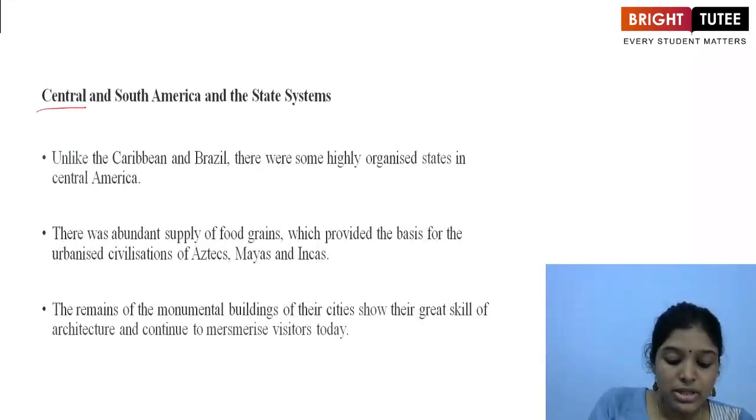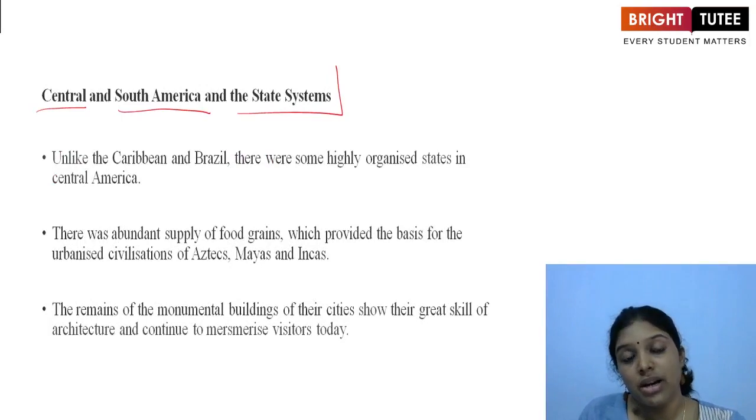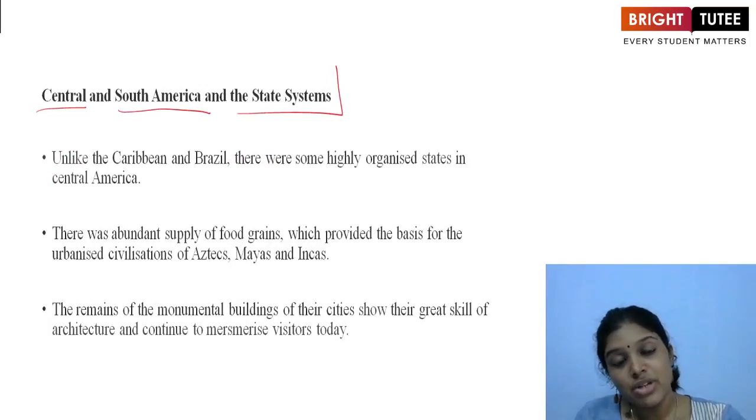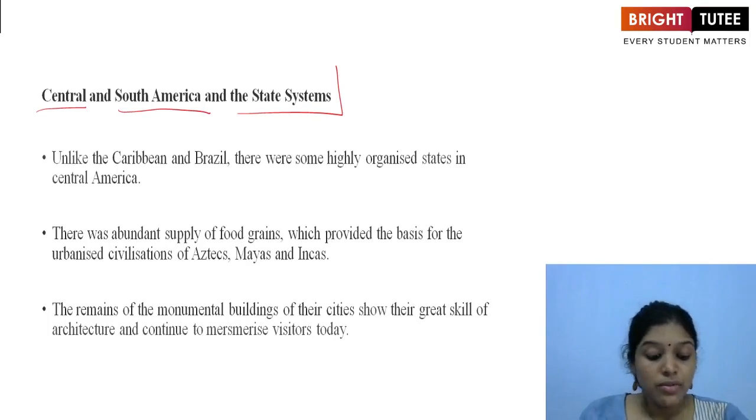Now we come to the Central and South America and the state systems. So you know the American continent has the North America in the top, and then you have the Central American parts, and then towards the down side or towards the southern side you have South America. So while you're going through this chapter, you'll also have to have an atlas in front of you which will help you locate these places so that the whole geographical locations are clear to you. So now we see the Central and South America and the state systems there.